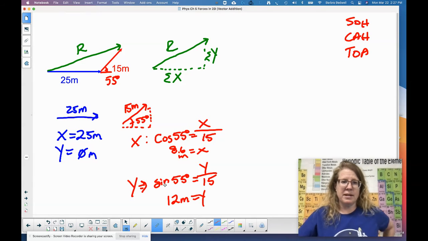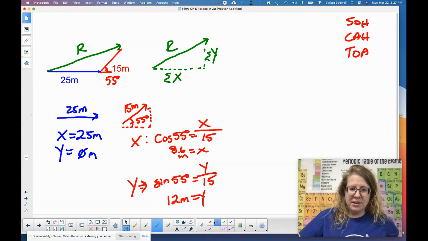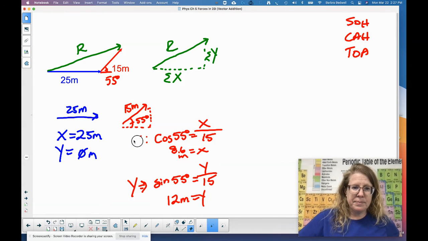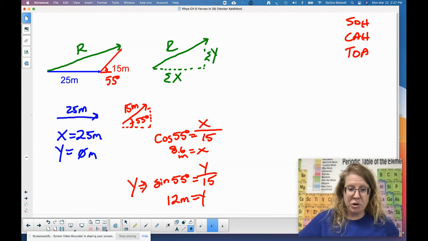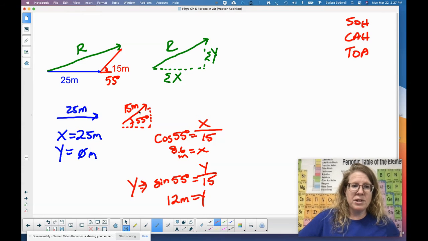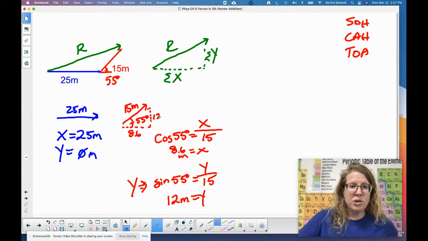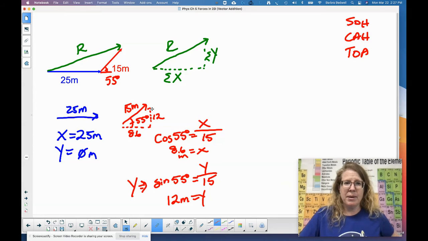Okay, so what does this tell us now? This tells us that looking at our little triangle up here, here's our 15-meter vector. Our x component for this right here is equal to 8.6, and our vertical component is 12. So this one's just 25 over, the blue one. This one is 8.6 over and 12 up, if you want to think of it that way.